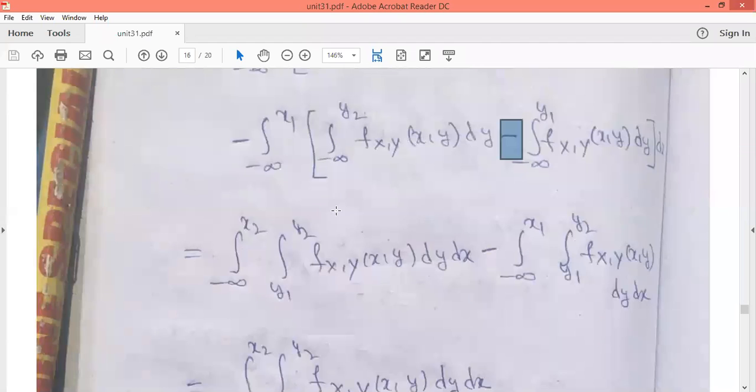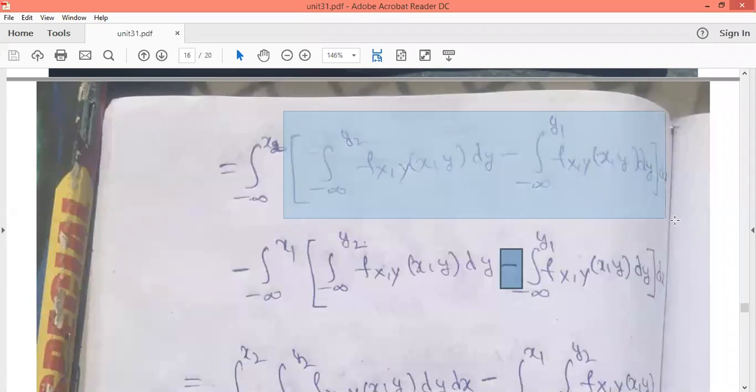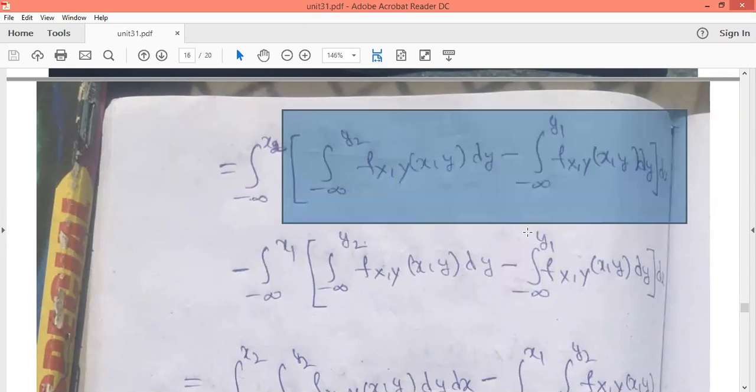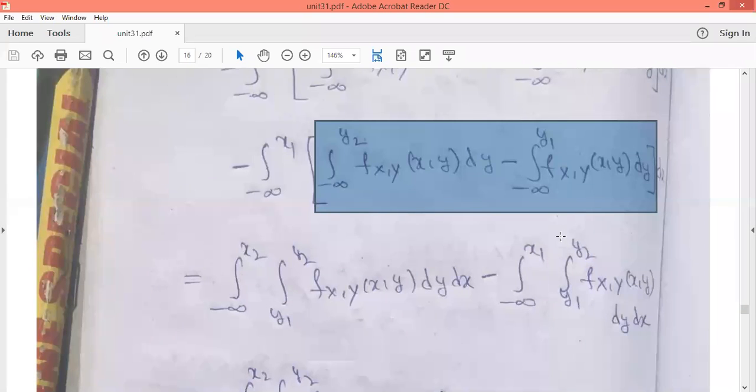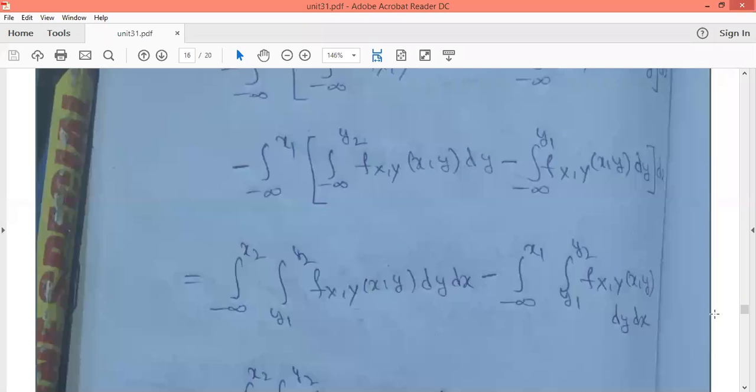Okay. So now we combine these two. y1 is less than y2, no? So if you combine these two, what are the limits we get? We get the limits as y1 to y2, fxy of x comma y dy dx. Similarly, we also combine these two terms. If you combine these two terms, we get a single term with the limits y1 to y2 fxy of x comma y dy dx.